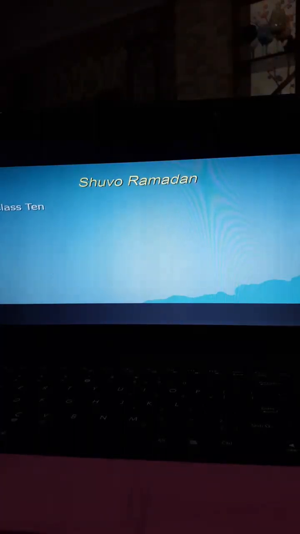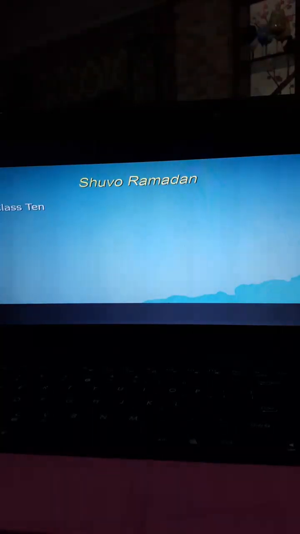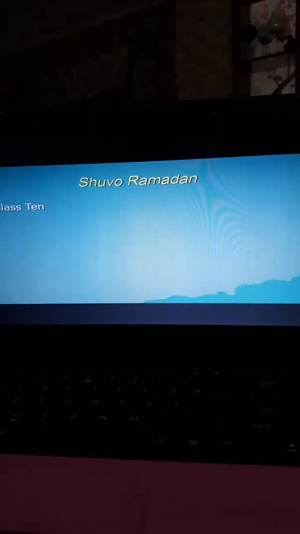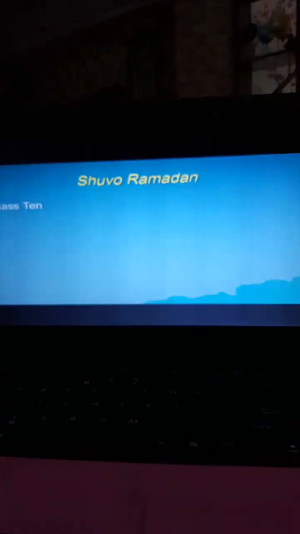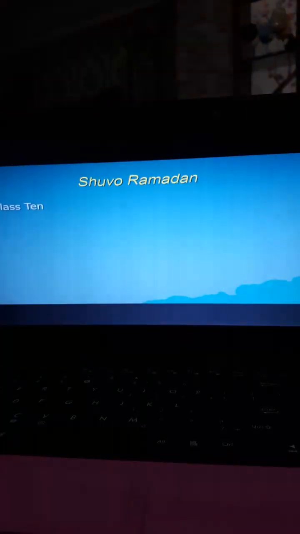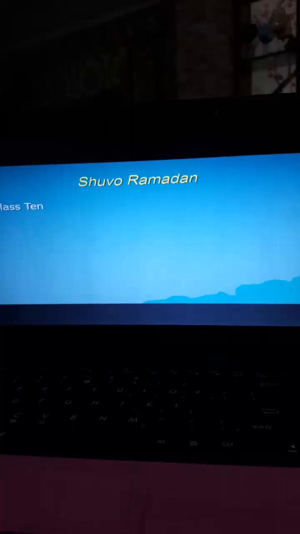In my previous classes, I discussed minerals, ores, natural resources. Today, I'm going to start from lesson 10.2. The headline: metal extraction. But I don't like to discuss metal extraction at first.